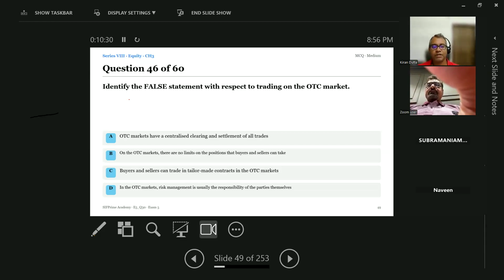The option says OTC has centralized clearing and settlement, which is absolutely false. That is available for futures contracts. OTC is a forward contract. There are no limits on the positions buyers and sellers take, which is true. Buyers and sellers can trade in tailor-made contracts, which is true. Risk management is usually the responsibility of the participants, which is also true. So the answer is A here.